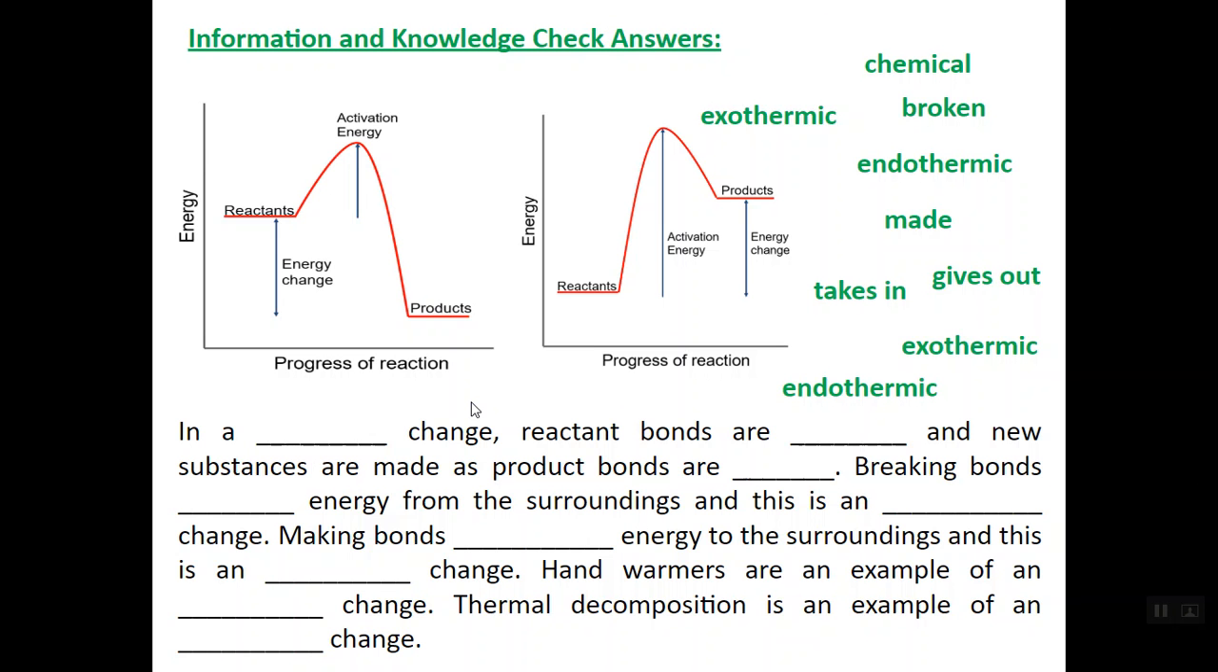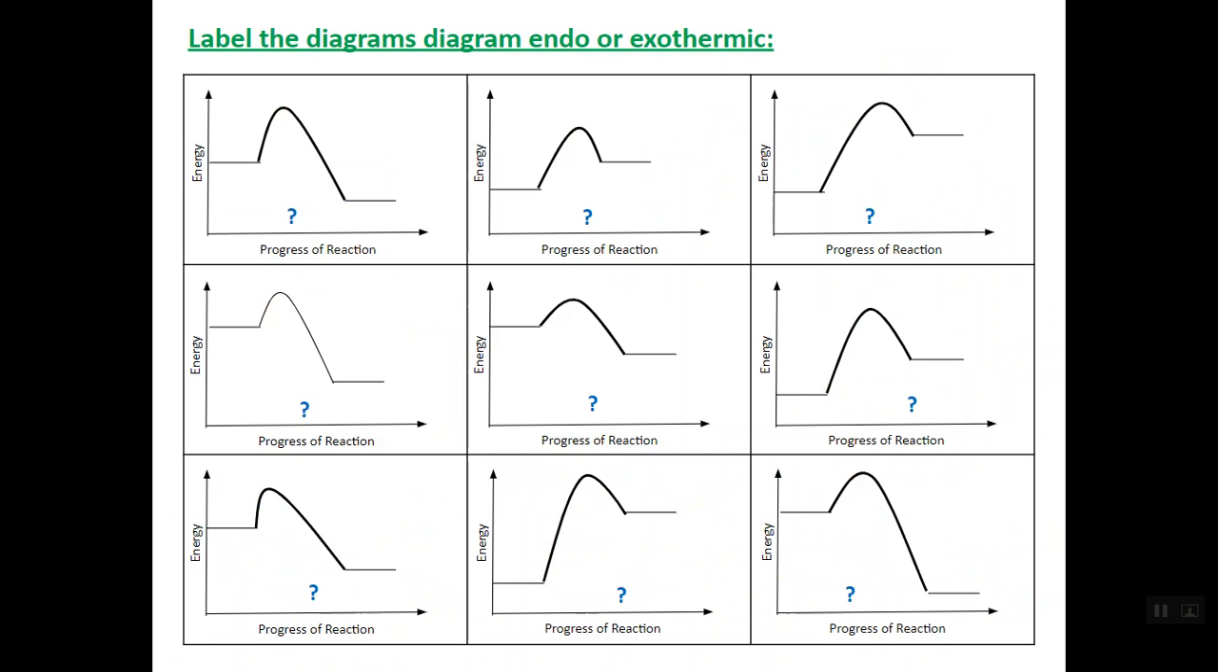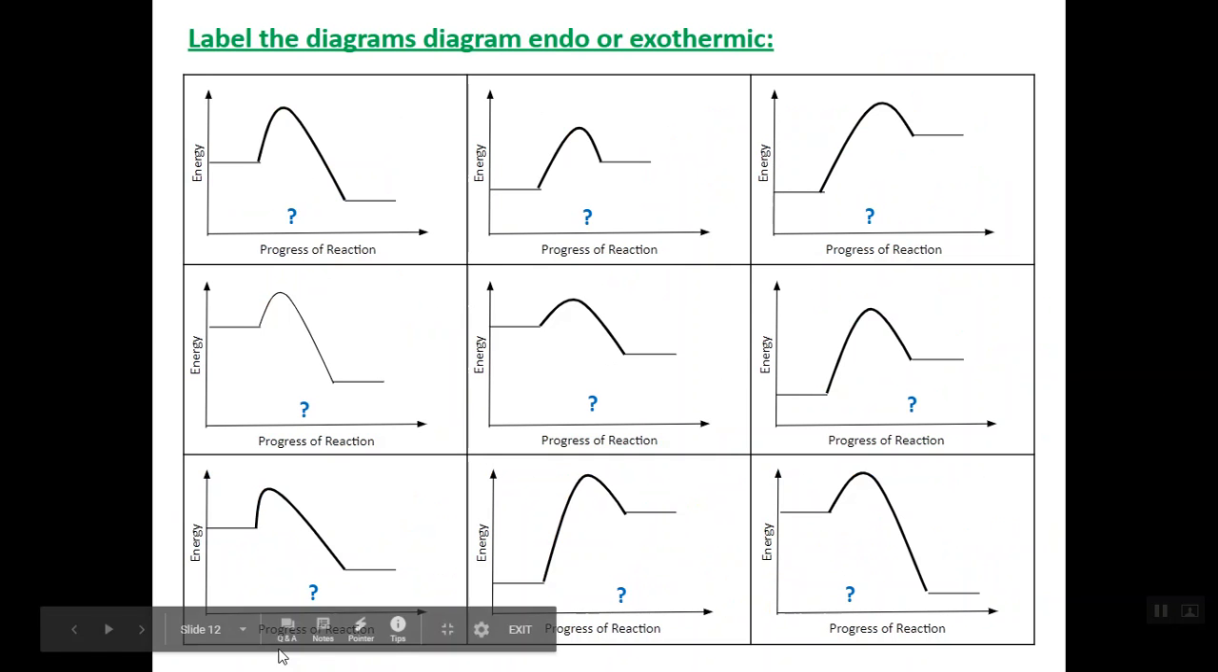It's up to you. Now the next one is, are these exo or endothermic? So you should be able to recognise from the graph and what you've read whether something is exo or endothermic based on where the energy level is for the reactants and where the energy level is for the products.